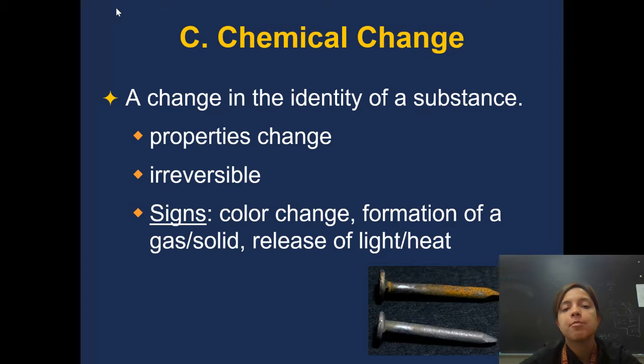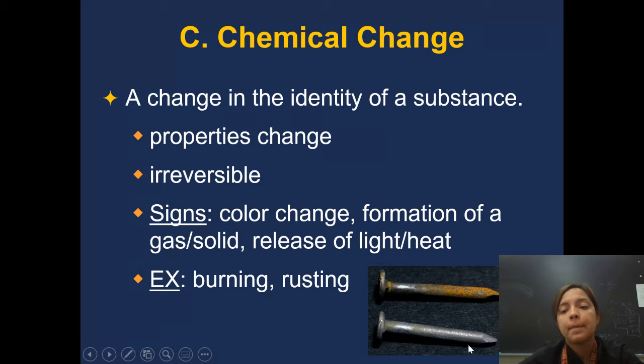Here we have an example of rusting in the picture. We have a nail in its original state, and then after a while, when it's rusted, you see a change in color, right? And if you're familiar with rusting, you know that there's nothing that can undo that.